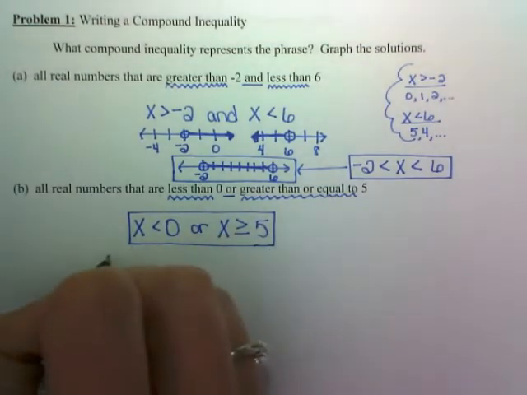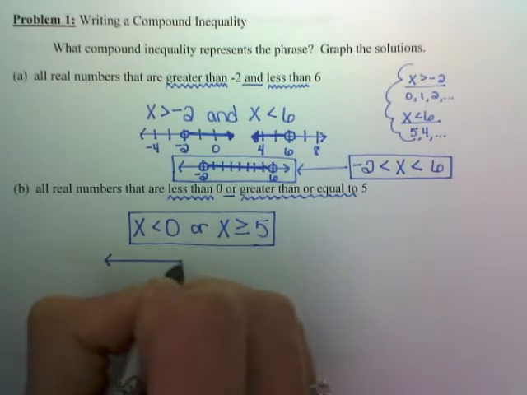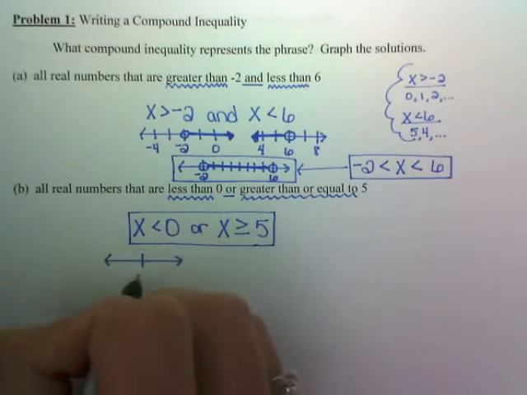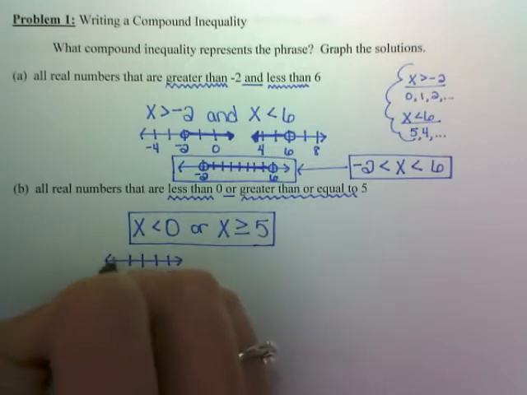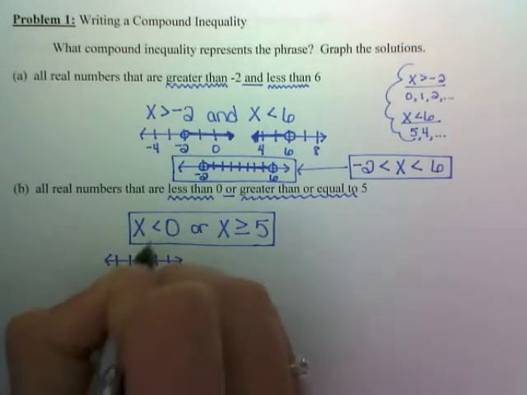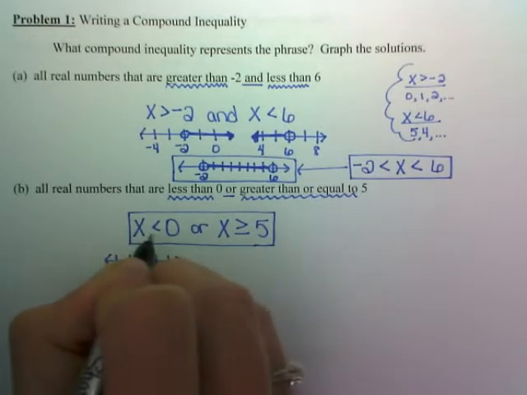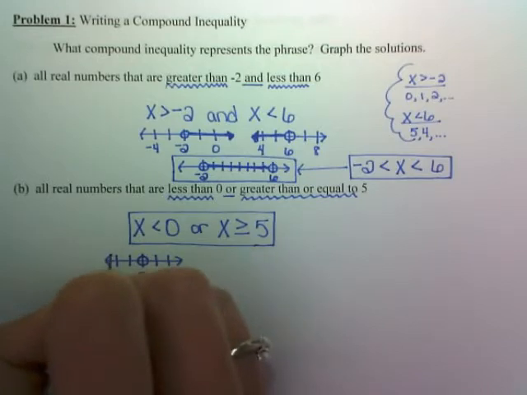So let's look at the graph of x less than 0 first. Here's my starting point, which is 0. This would be 1 and 2, -1, -2. X less than 0, we're not including 0, so an open dot. And we want everything less than 0, so that would be all my negative numbers back here.